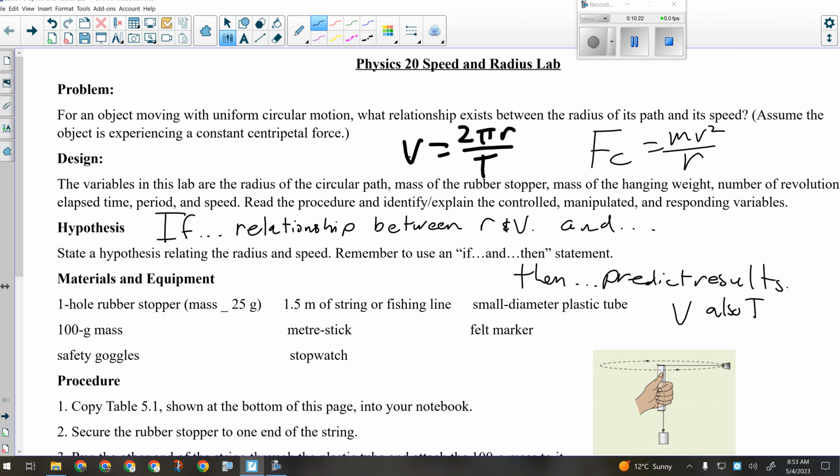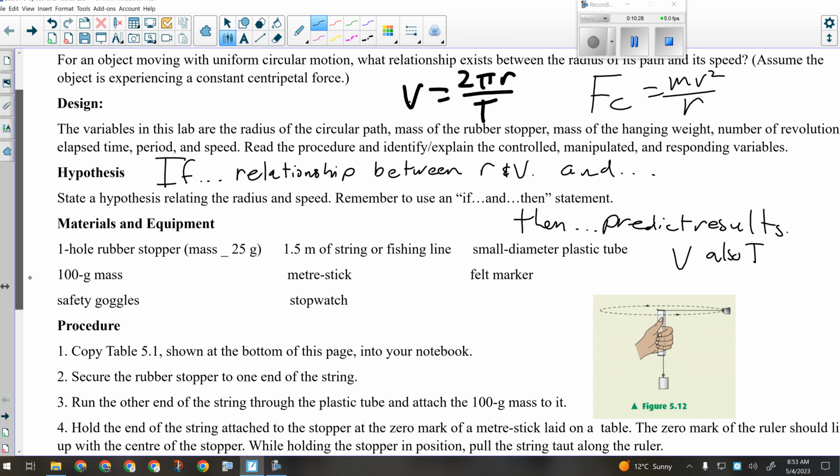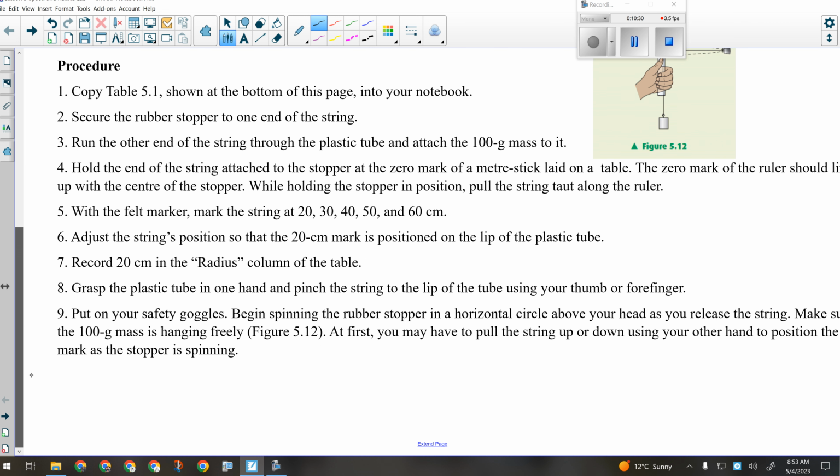Okay, so the trials that you're going to be running. On this sheet and on your sheet, the radii are in centimeters. What do you want them in? Meters. 0.2 meters, 0.3 meters, 0.4 meters, 0.5, and 0.6. Those are the only radii you're going to do.